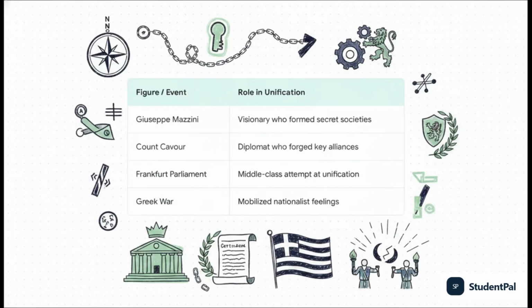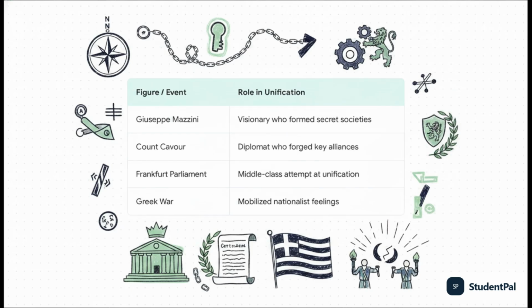Next up, your textbook has a Write in Brief section, covering some key figures and events. Think of these as the final puzzle pieces of European unification. You've got Giuseppe Mazzini, the visionary who formed secret societies like Young Italy to spread nationalist ideas. Then there's Count Camillo de Cavour, the brilliant diplomat who forged key alliances to help unify Italy. You need to know the Frankfurt Parliament of 1848, which was the middle-class attempt to unify Germany under a constitution, even though it was ultimately repressed by the monarchy.